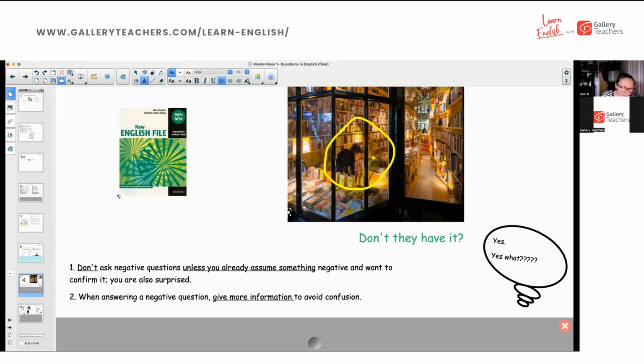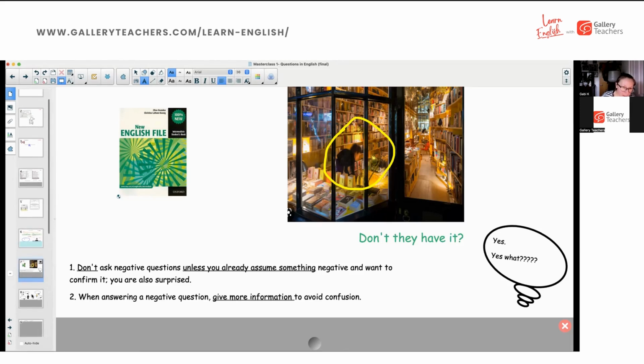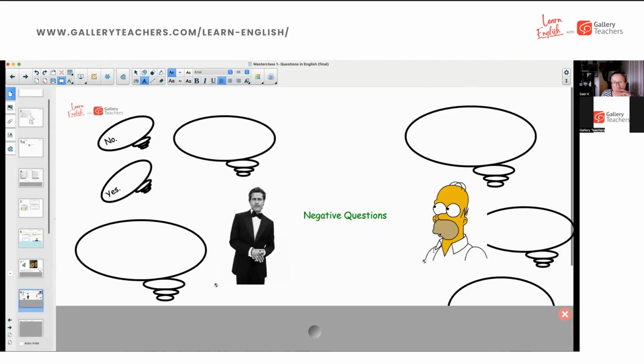Now, let's look at this situation then. What we have here is two characters. You recognize this one, Brad Pitt, and I'm sure you also recognize Homer Simpson. Now, what do you think, or can you think of a scenario where these two people could meet, or can you think of a topic of their conversation?